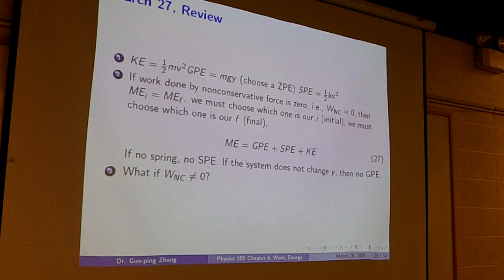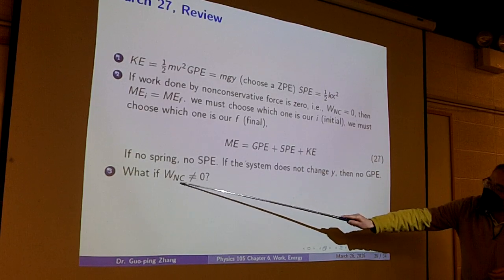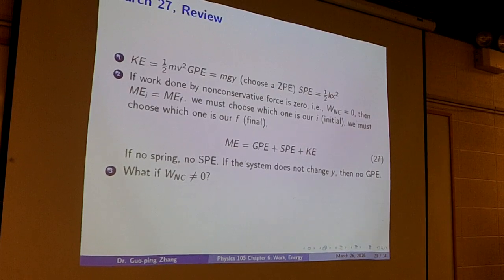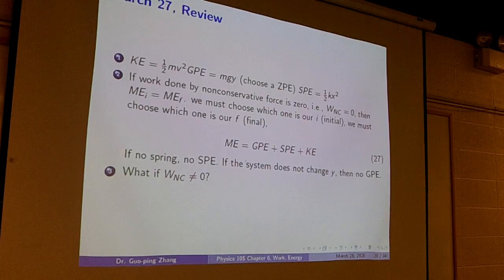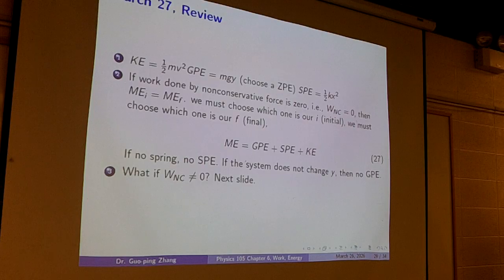Now, what happens if the work done by the non-conservative force is not equal to 0? When it equals 0, that's conservation of the mechanical energy. But what happens if it's not the same? This is our topic today. We will use the next slide to show you how we do the calculation.